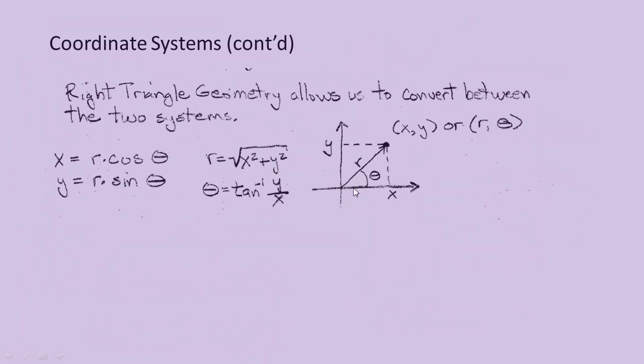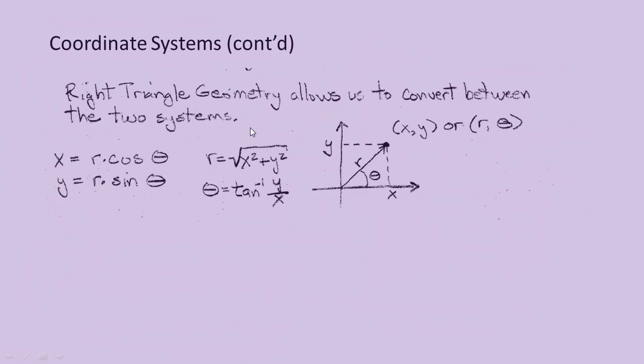The x coordinate would be arrived at by taking r times the cosine of theta, and that will give you this distance, which we know is the x coordinate. And similarly, we can take r times the sine of theta, and that will give you this distance, which is the y coordinate.